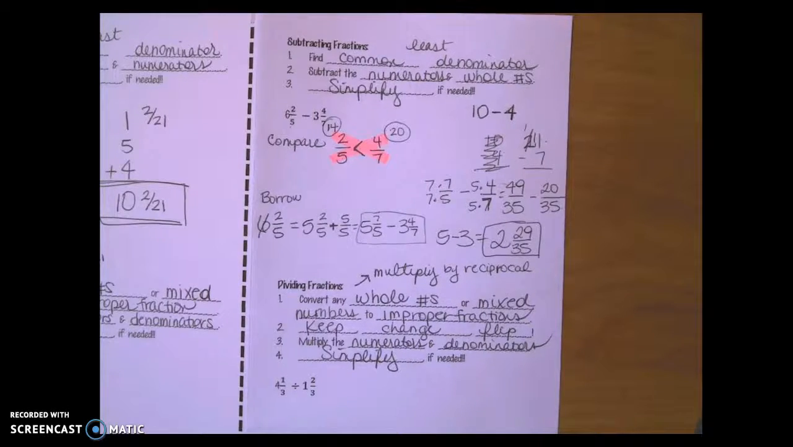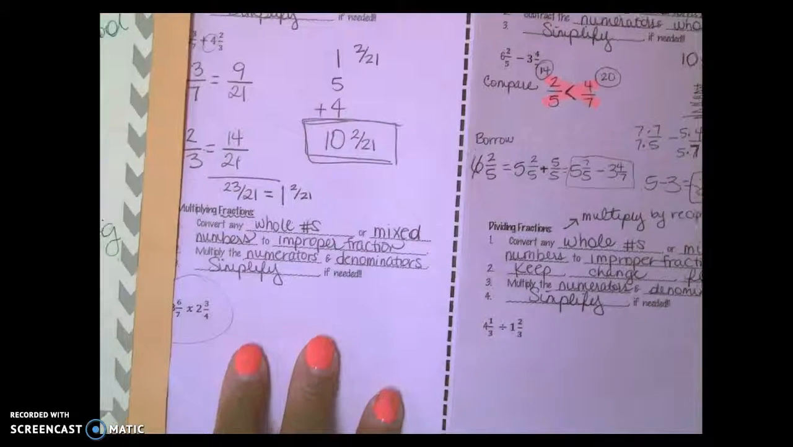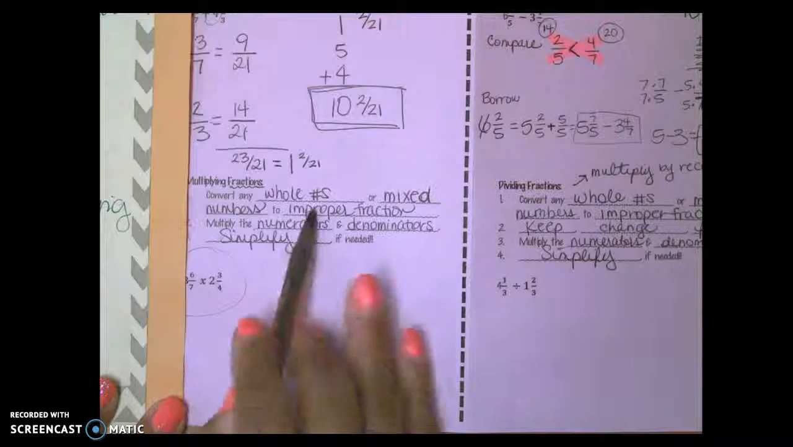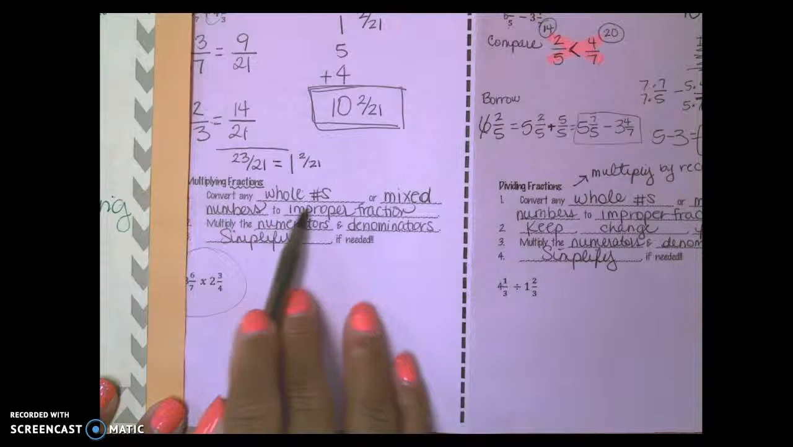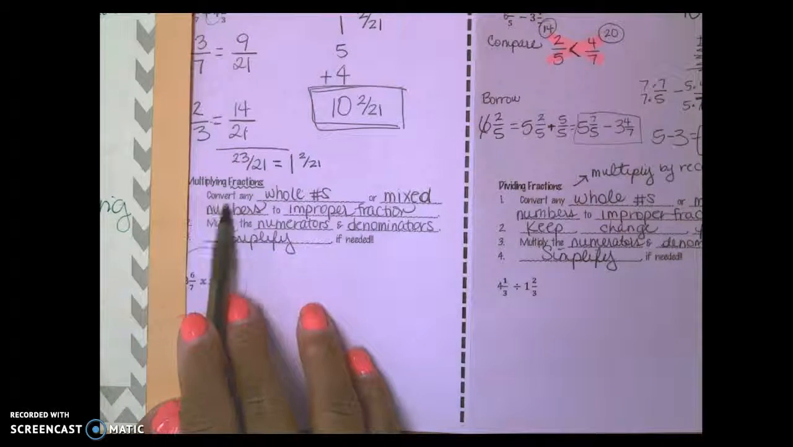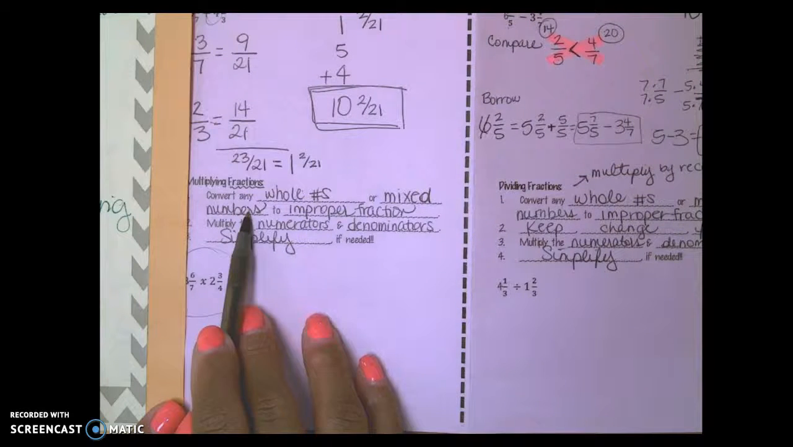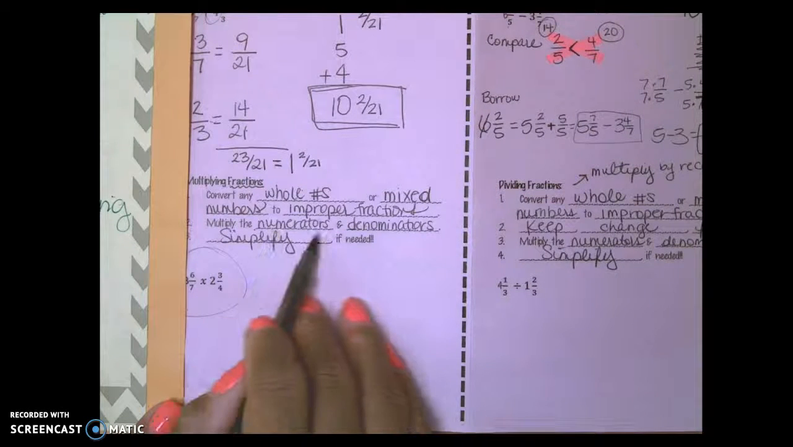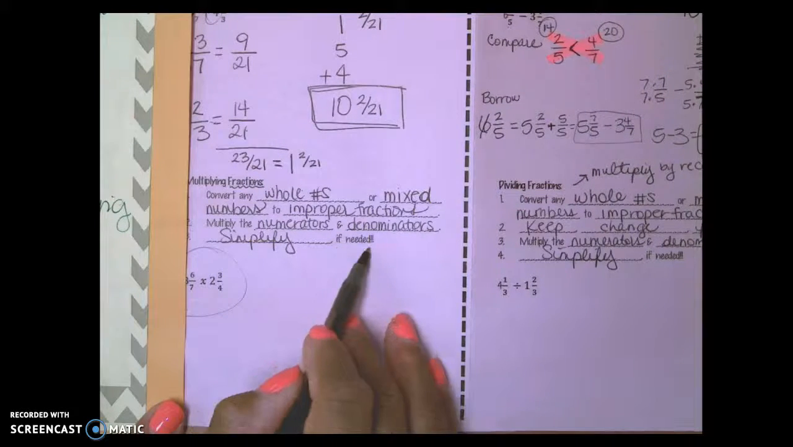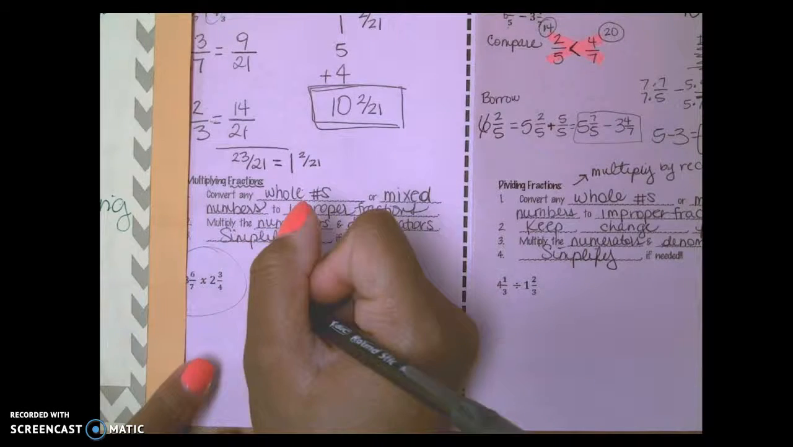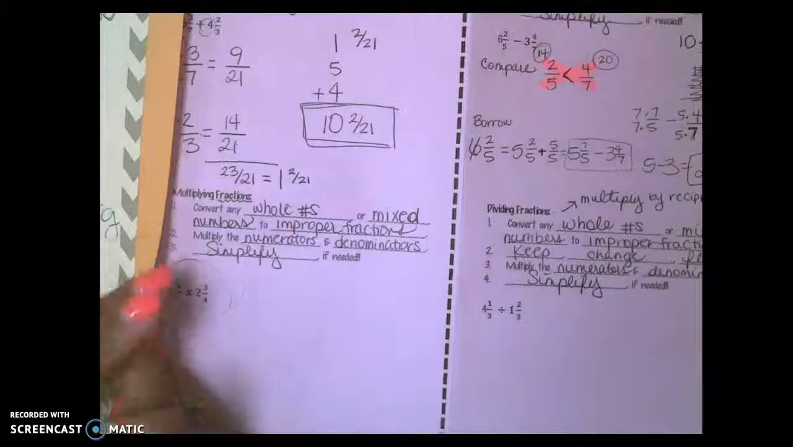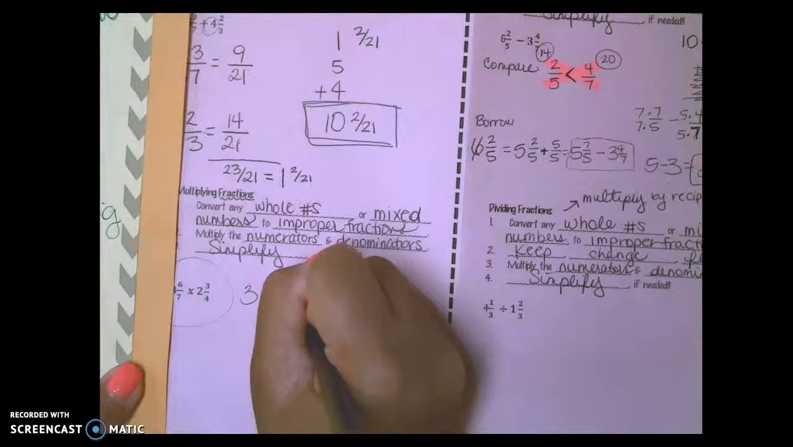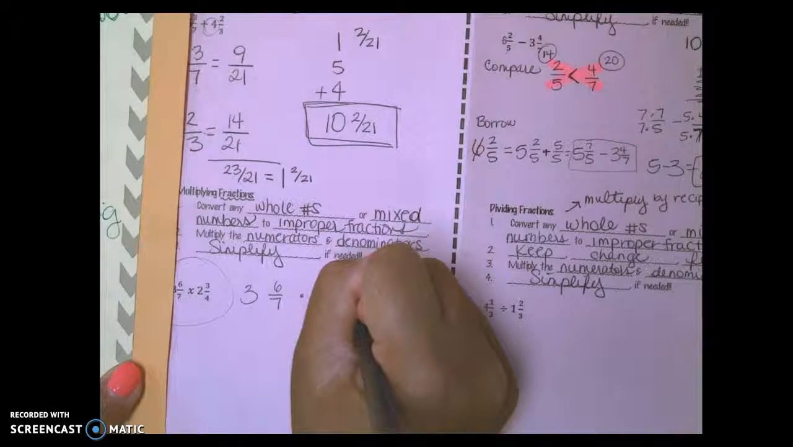Okay. Now, let's multiply and divide. Down here with multiplying, it says convert any whole numbers or mixed numbers to improper fractions. Multiply the numerators and denominators. Simplify if needed. So I have 3 and 6/7 times 2 and 3/4.